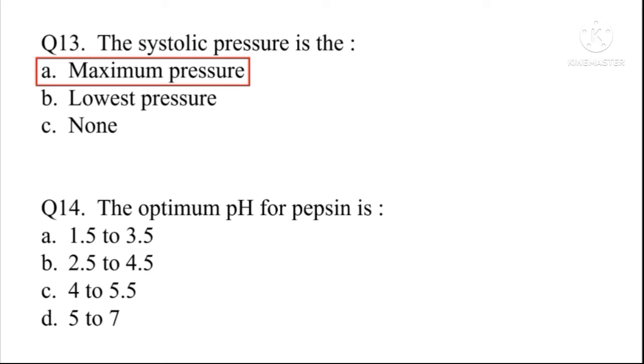Next question is, the optimum pH for pepsin is, options given are option A 1.5 to 3.5, option B is 2.5 to 4.5, option C is 4 to 5.5, and option D is 5 to 7. So pepsin is the proteolytic enzyme secreted by gastric chief cells, and its optimum pH is 2.5 to 4.5. So the correct answer is option B.